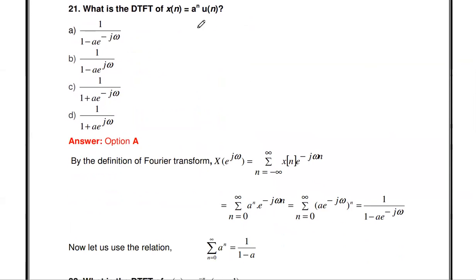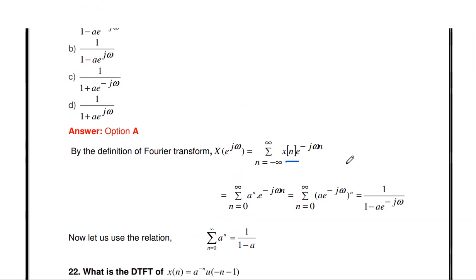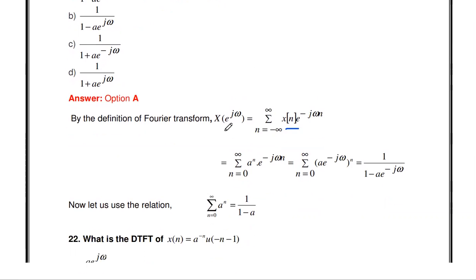Then what is the DTFT of a power n u of n? The Z transform of a power n u of n is Z by Z minus a, or 1 by 1 minus a into Z inverse. For the DTFT, in the place of Z you just put e power j omega. So 1 by 1 minus a e power minus j omega. Similarly, in the DTFT formula you substitute the x of n value and calculate. So the answer is 1 by 1 minus a e power minus j omega.